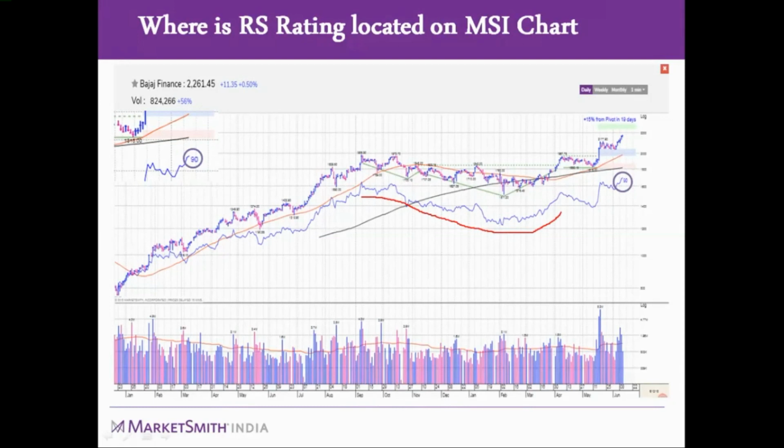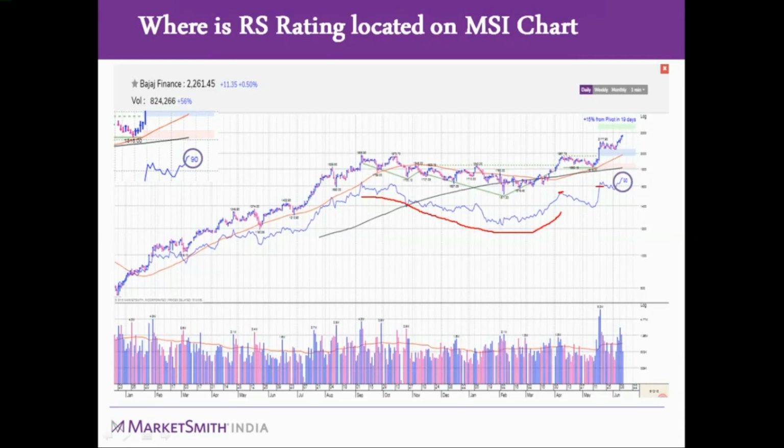Right. So once it broke out, you can see how the relative strength line almost came near its previous high, almost touched a 52-week high. And once the results were out, the company reported really good numbers in Q4, and again it broke out of a small short base pattern. Again, the relative strength line, in fact, this time around it almost touched its all-time high.